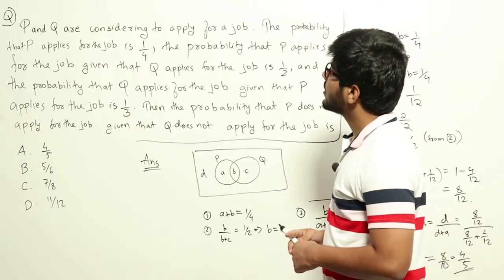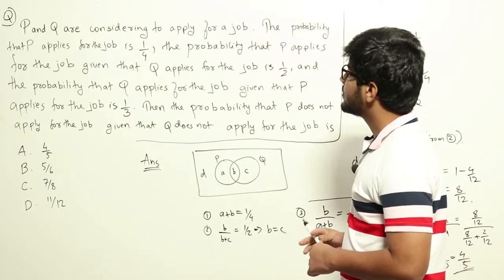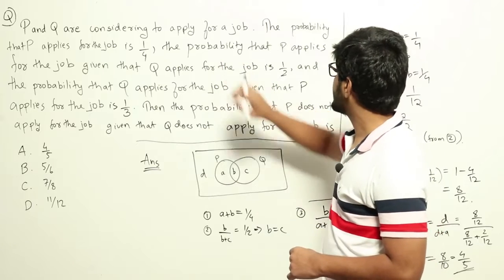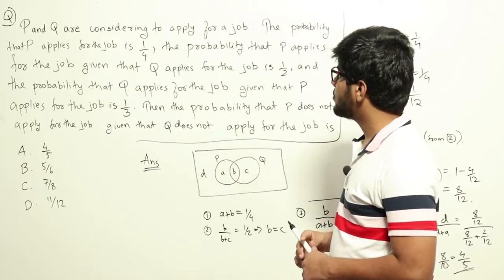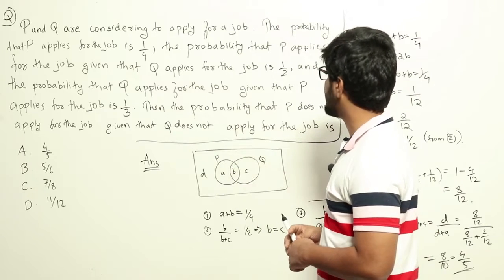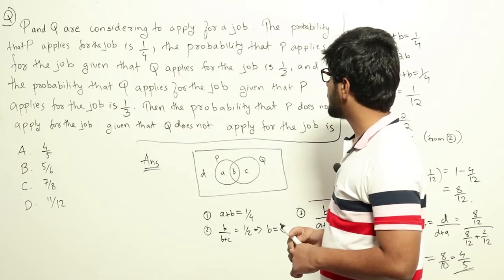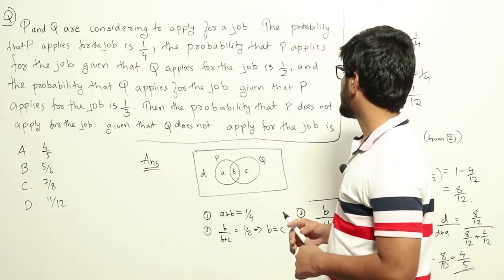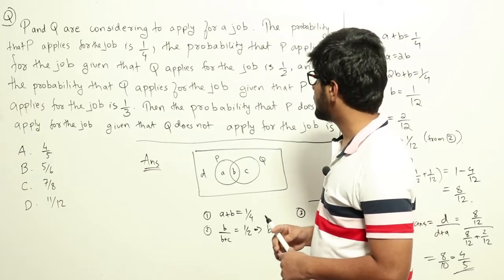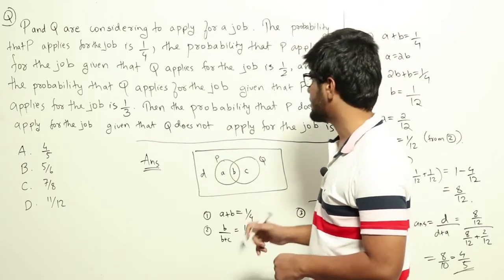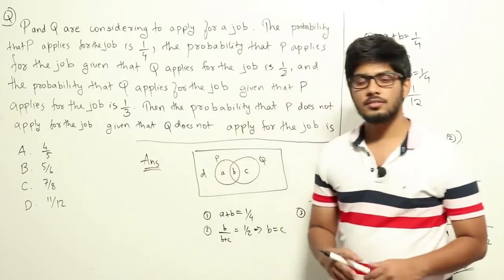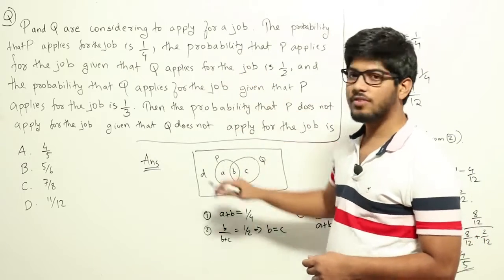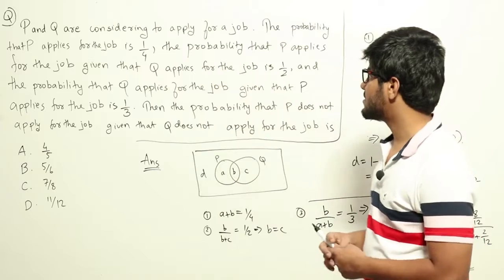P and Q are considering to apply for a job. The probability that P applies for the job is 1 by 4. The probability that P applies for the job given that Q applies for the job is 1 by 2. And the probability that Q applies for the job given that P applies for the job is 1 by 3. Then the probability that P does not apply for the job given that Q doesn't apply for the job is, we have been given 4 options. So this is a question from probability theory. If you are drawing the Venn diagram for this, then this question becomes easier.